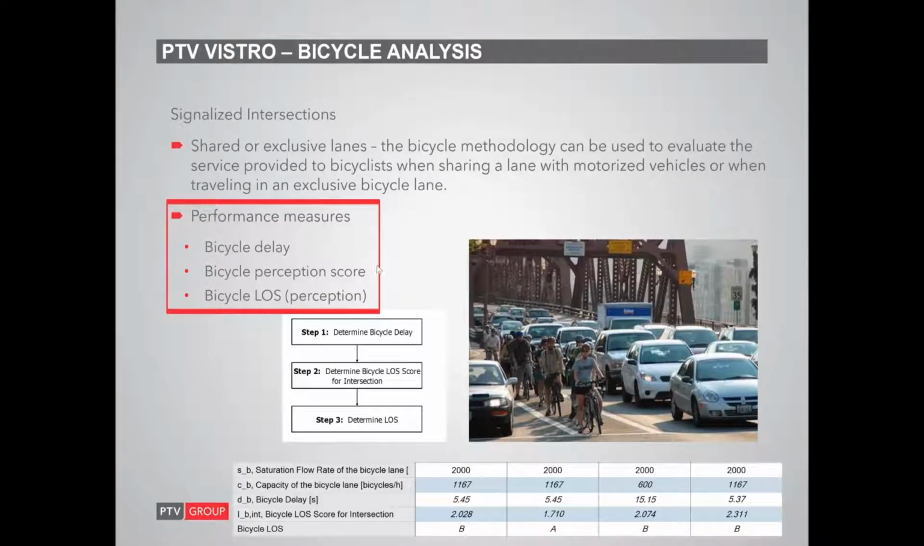For bicycle measurements, in the Highway Capacity Manual, there are 3 performance measures for bicycles at signalized intersections. One is a bicycle delay, and then also a bicycle perception score, and the level of service grade that's related to that perception score, again, from the quality of service research that went in the last number of years to the Highway Capacity Manual, is where those are obtained from.